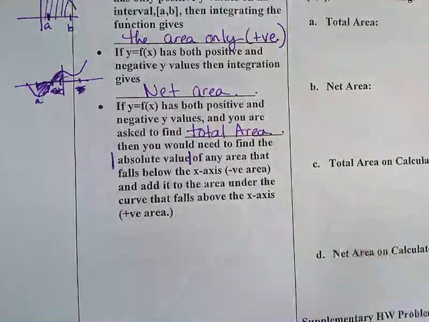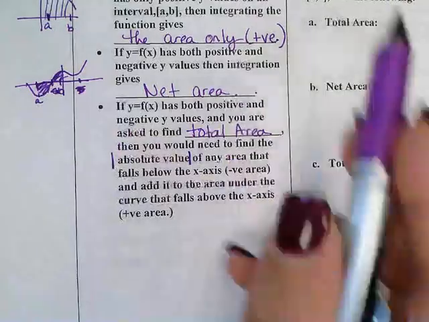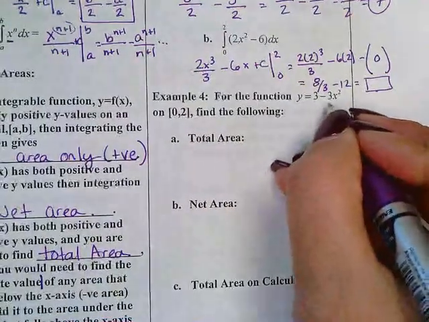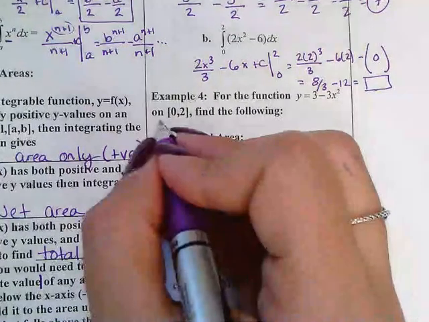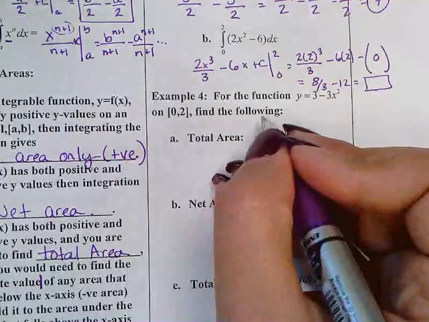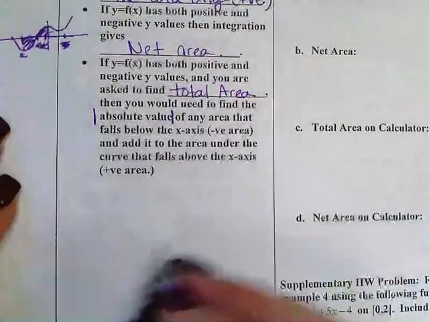Alright, so let's do example 4 right here. So for the function y equals 3 minus 3x squared on 0, 2, we're going to find the following. So I'm going to take a second and I'm just going to draw that over here.